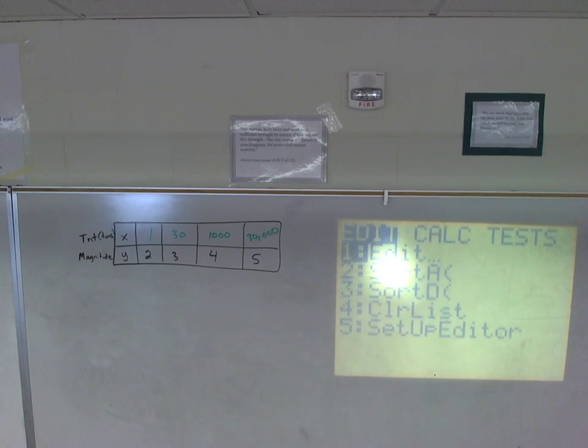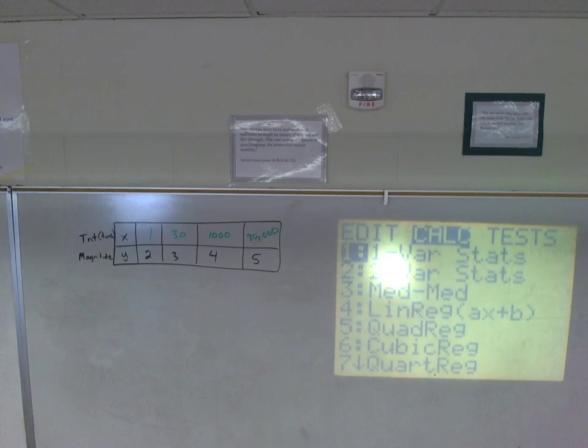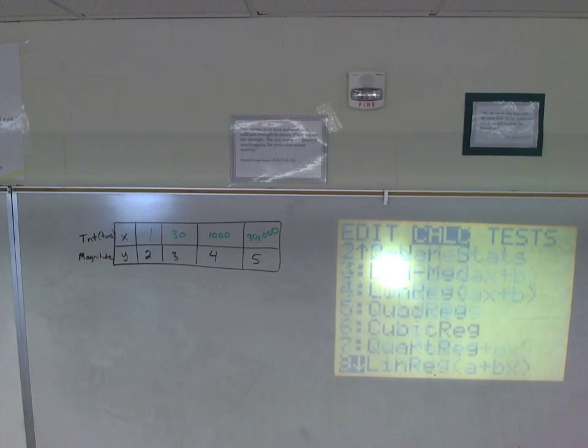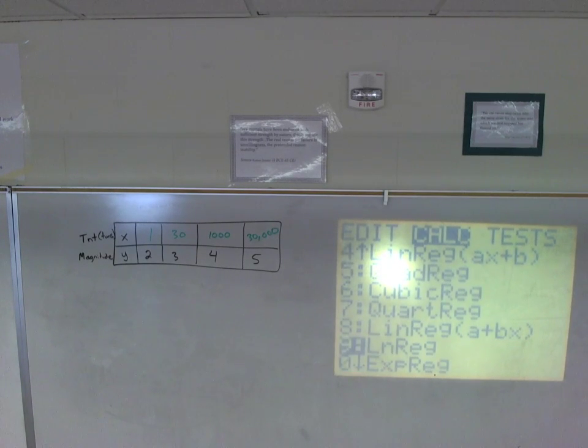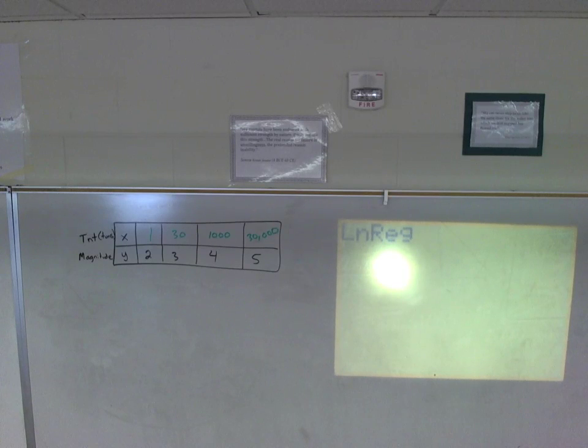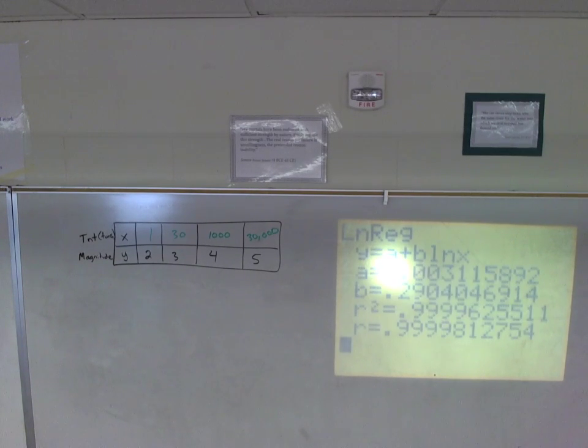And now we're going to calculate a model. We said we didn't want a line, we didn't want a quadratic parabola. We've never even used these two. Another line. That's natural log, right? ln. So there's our ln. Tell it your lists. And there we go.